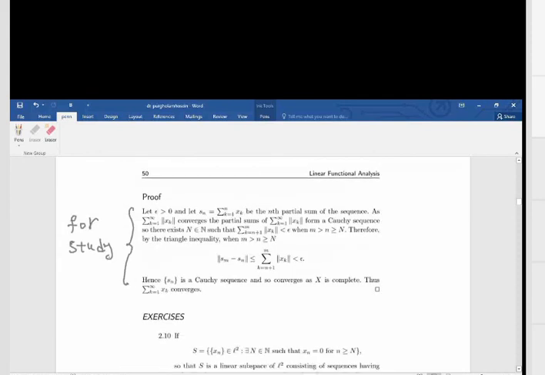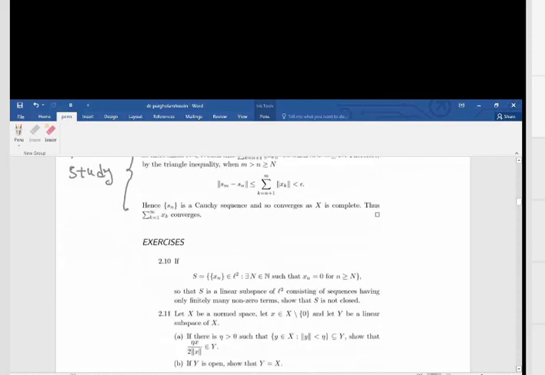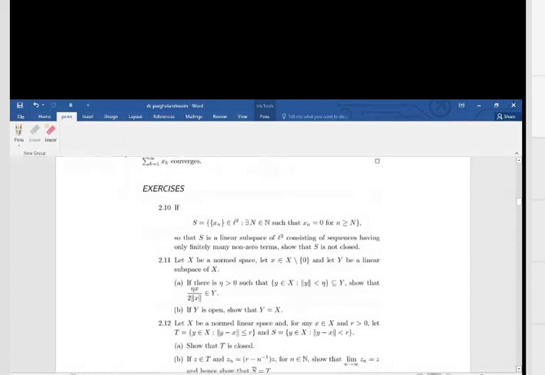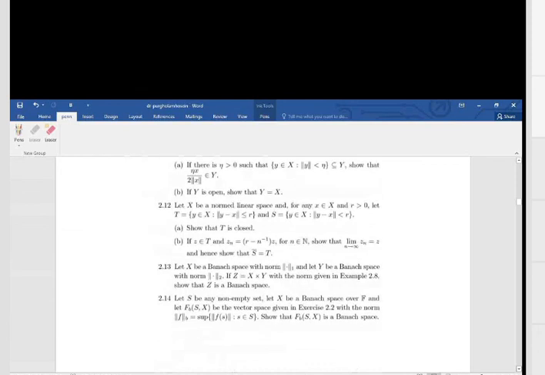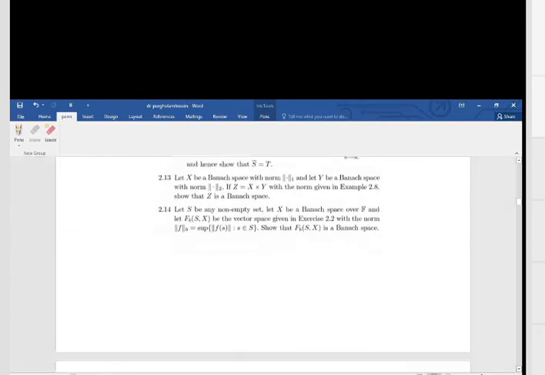And now we have some exercises. I will send the solutions of selected exercises to you later, inshallah.